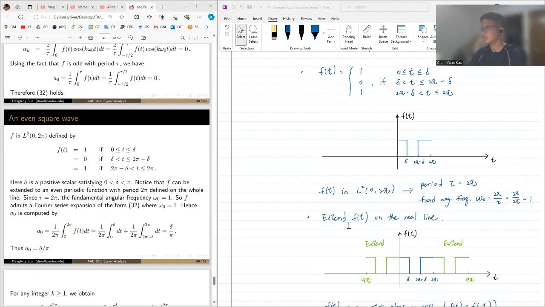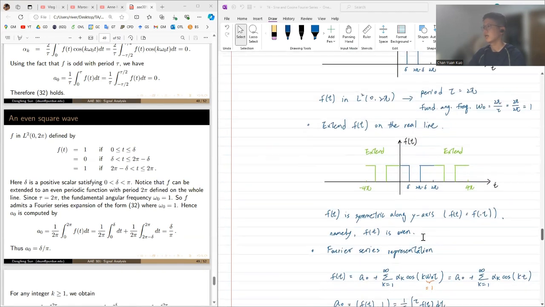Now we are going to extend the function f of t on the real line. Essentially, we are going to make copies of the original function and then either delay the copies or advance the copies so that the function f of t is defined on the real line as a periodic function with a period tau equals 2 pi. And you can see from the graph that f of t is symmetric along the vertical axis, and this implies that the function is an even function.